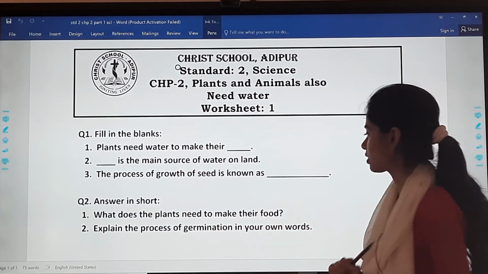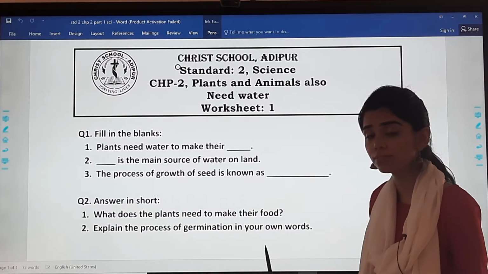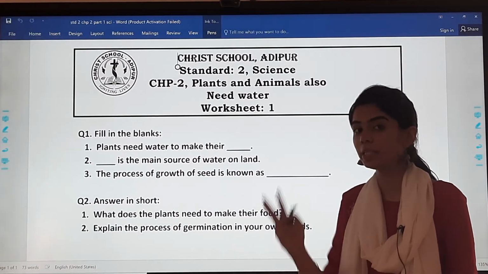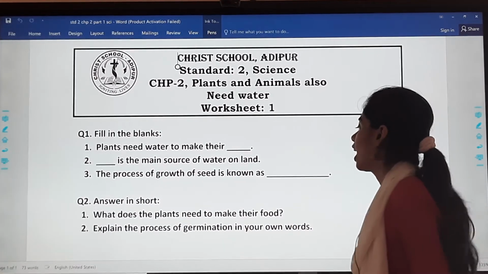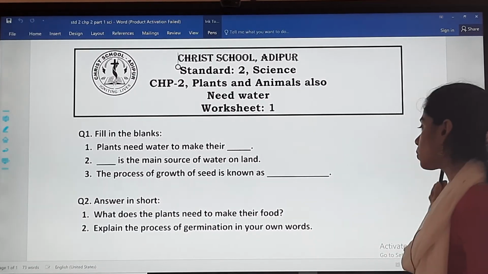Answer in short. What does the plants need to make their food? Plants को क्या चाहिए होता है? There were 3 things, right? Explain the process of germination in your own words.